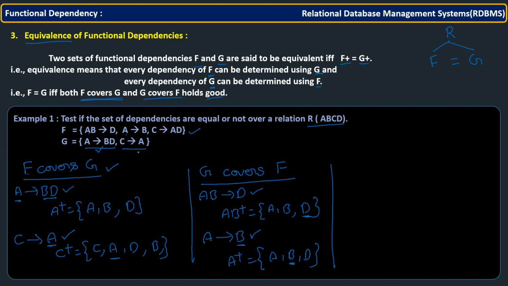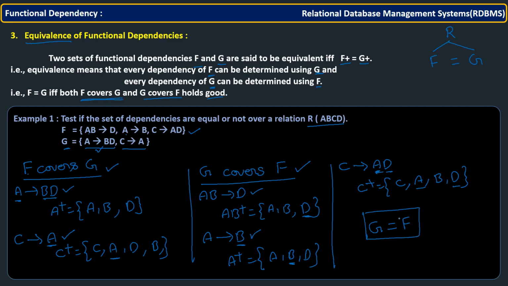And then next, C derives AD. If you find C closure, what are we getting? C closure has C, and C derives A, so A we already covered. Next A derives BD, so BD. You observe both A and D we covered in C closure by using G's FDs. So that means G is also covering F. Since both of them cover each other, you can say G is equal to F. Both of them are the same.